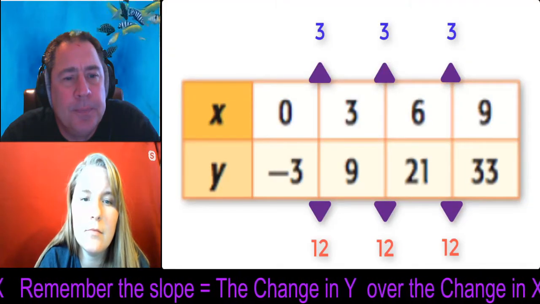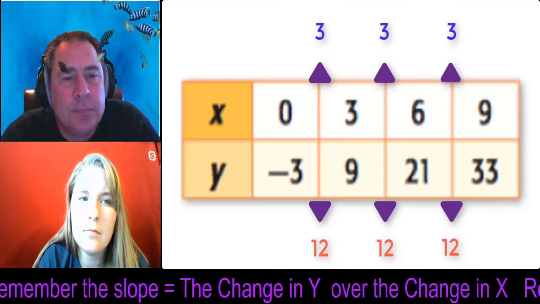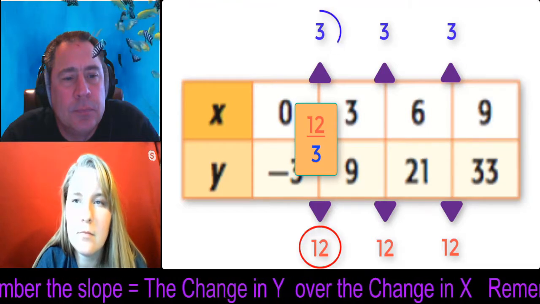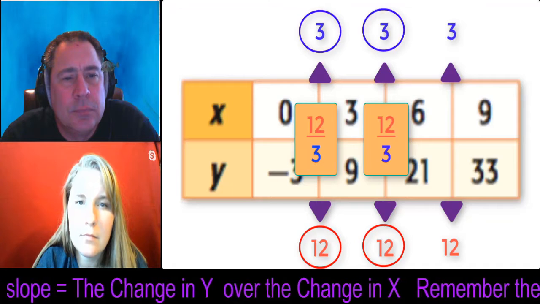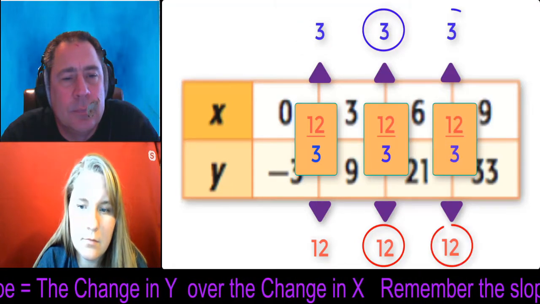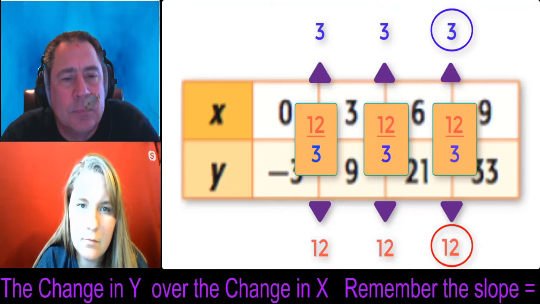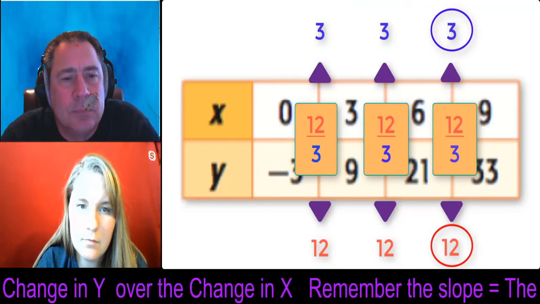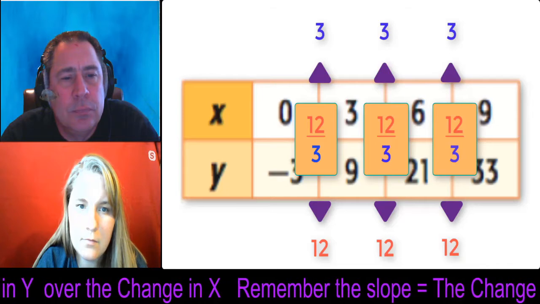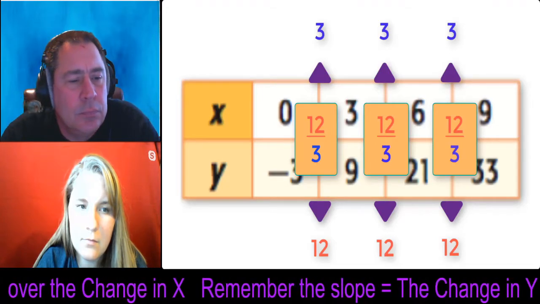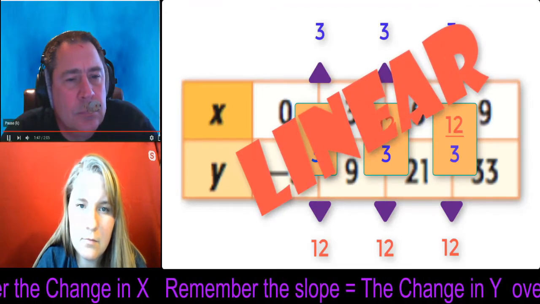So let's go ahead and put it in our table again. 12 divided by 3, y divided by x, is the same as the next one. They're all 12 divided by 3. And we could reduce that and it would be 4. But we can see in this that this is definitely a linear table. It all adds up together. Okay, so this is linear.